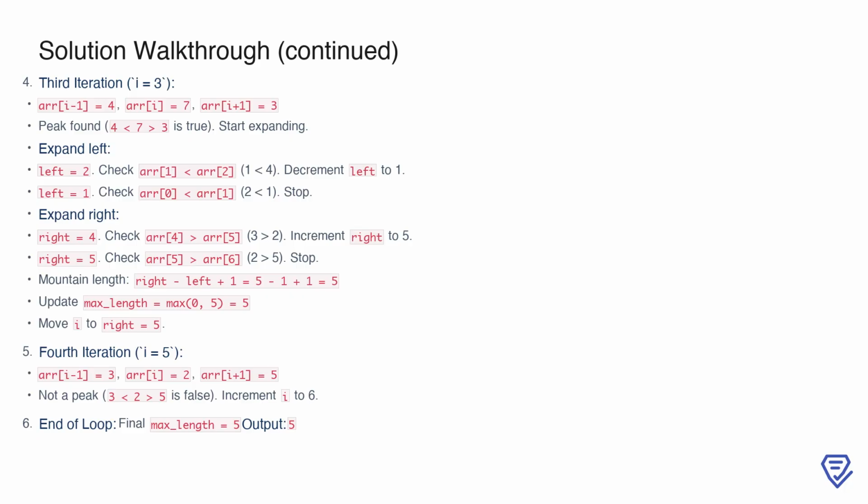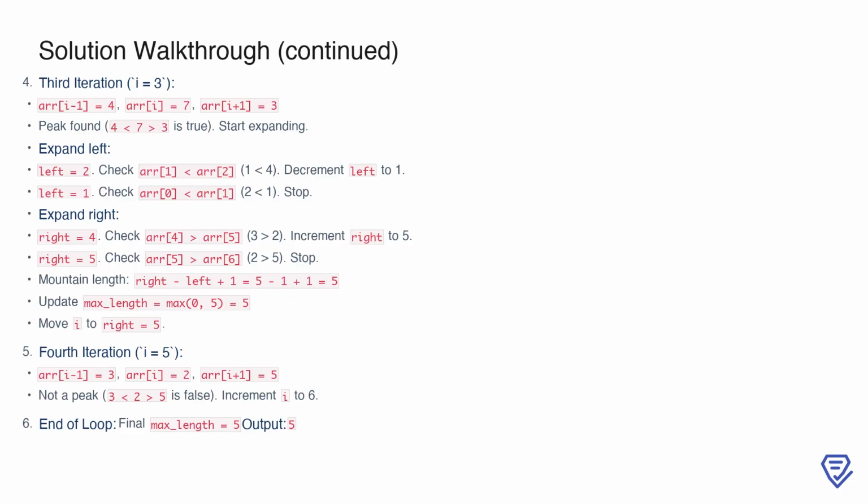The total mountain length is calculated as right minus left plus 1, which is 5 minus 1 plus 1 equals 5, and we update max_length to the maximum of the current max_length and this mountain length, which is 5. Finally, we move i to right equals 5 to continue checking the array. In the fourth iteration, the values are arr[i-1] equals 3, arr[i] equals 2, and arr[i+1] equals 5. Since this does not form a peak, we increment i to 6. At this point, the loop ends, and the final maximum mountain length is 5.